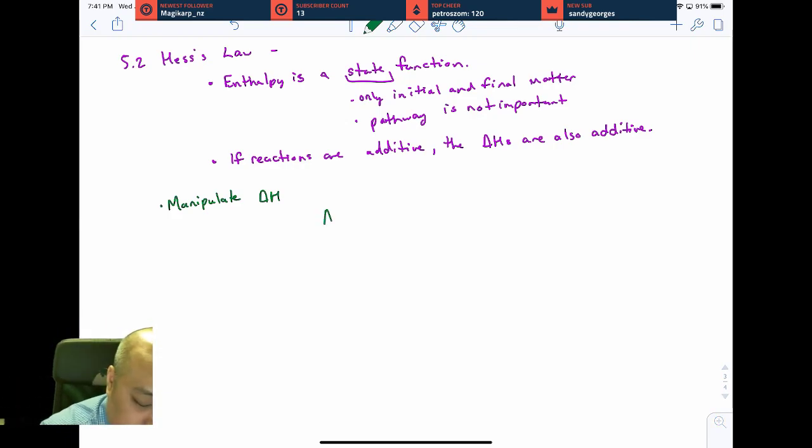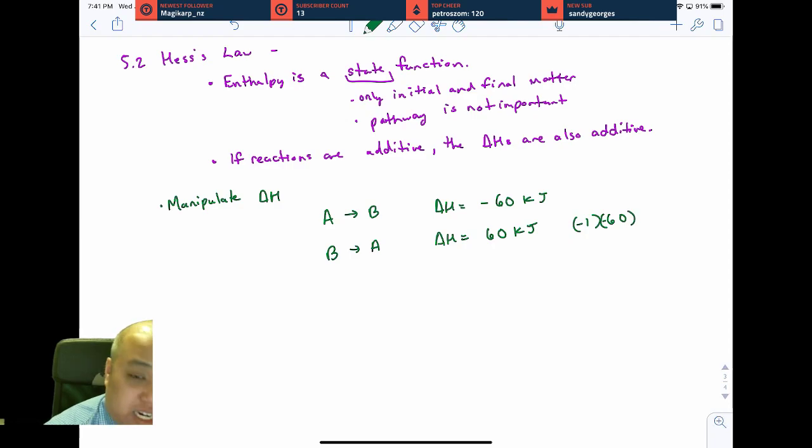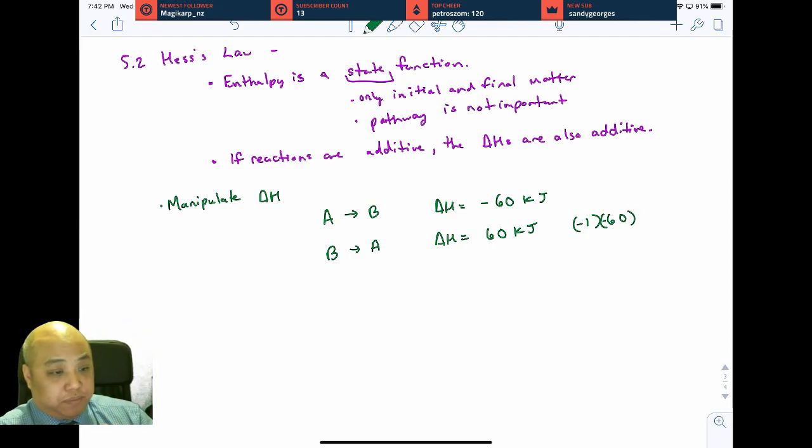So for example, if I have A yields B and my delta H is negative 60 kilojoules, what that means is if I reverse the reaction for my purposes, then the delta H is 60 kilojoules. Because what I've done is I've taken this and multiplied it by -1 by reversing the reaction.